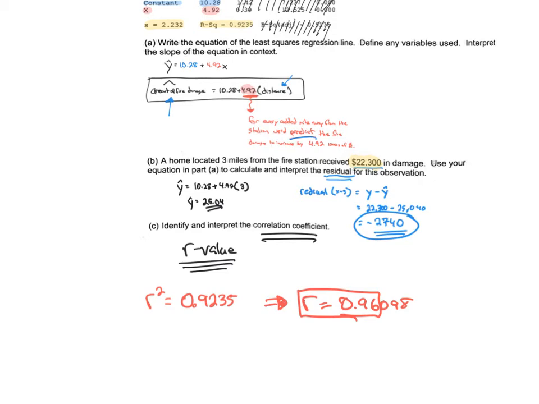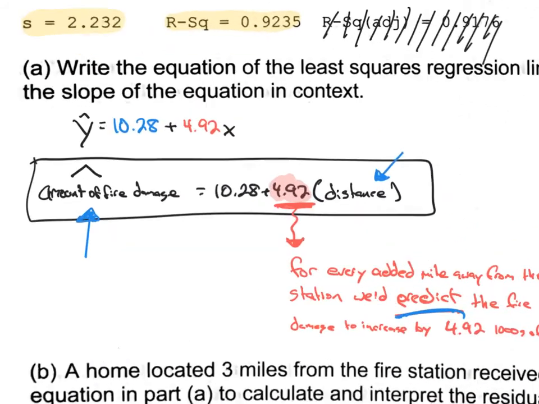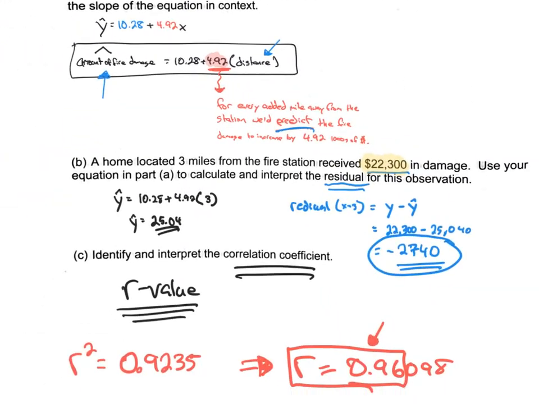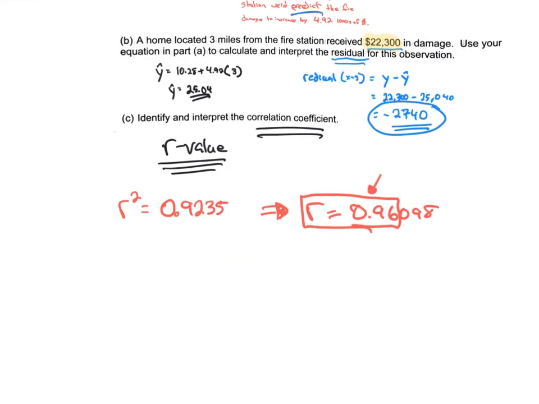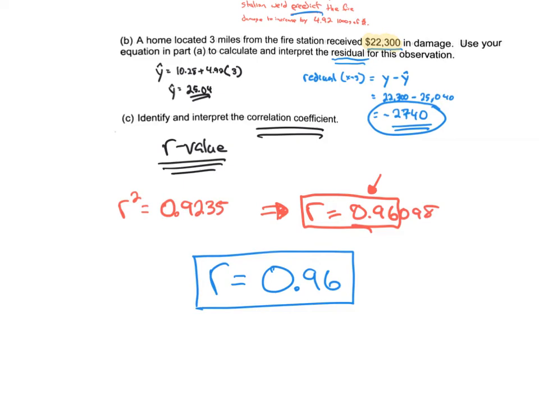Now, the last thing I need to do is double check, because your R value should match your slope direction, right? So if my slope is negative, I would need to change my R to negative. If my slope is positive, I keep my R positive. So come look at the slope. Remember, slope is positive 4.92. So I'm going to keep my R value as a positive there. So let me just rewrite this so it looks better. R equals 0.96. That's it right there. Correlation coefficient, R value.